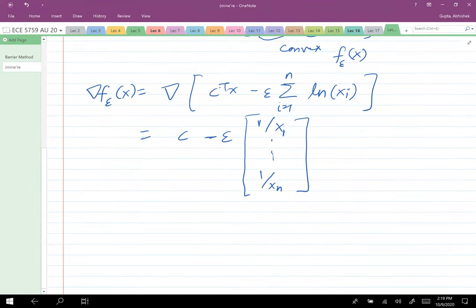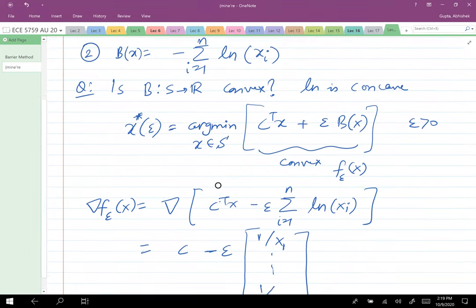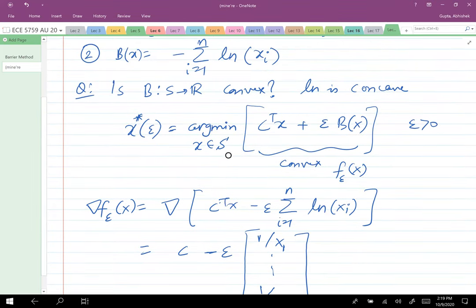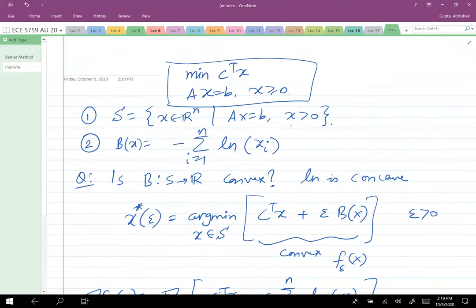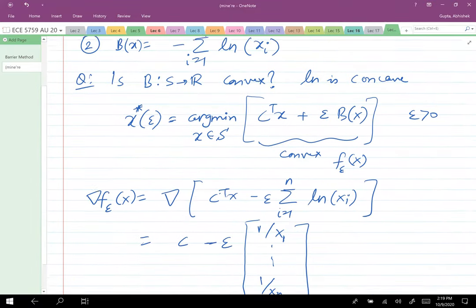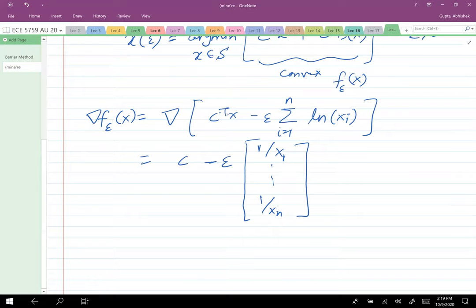Cool. So it seems to me that computation of the first derivative is not a problem because I know x, so I can readily invert it. And remember, we are doing optimization in the set capital S where each element of x is positive. So I can really invert it without any problem.